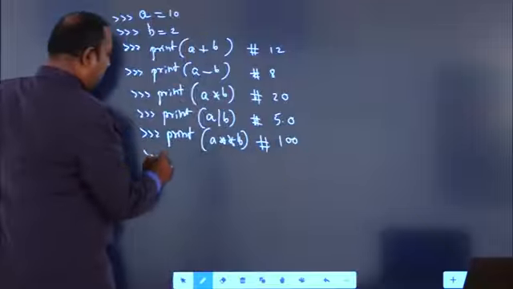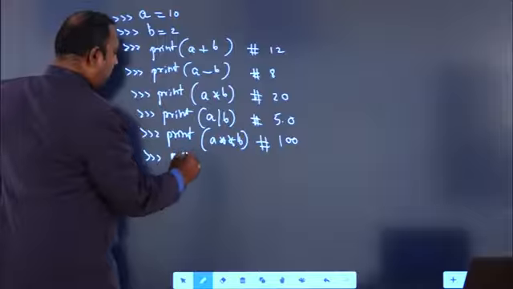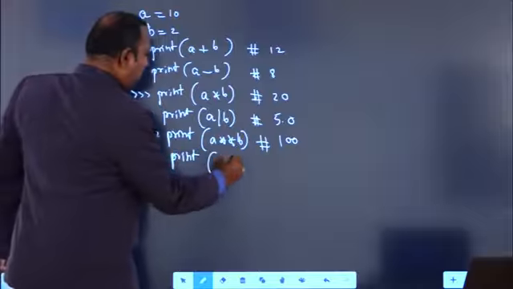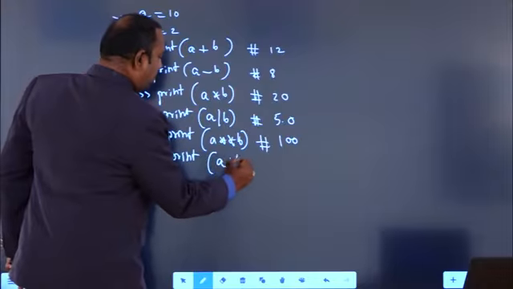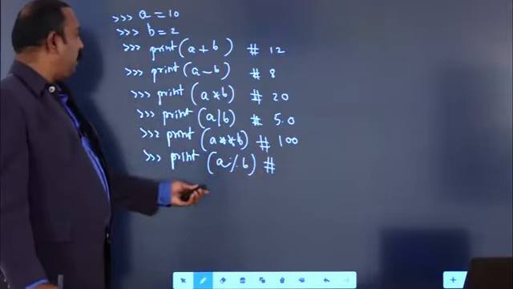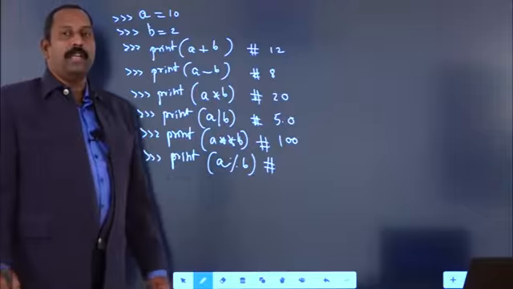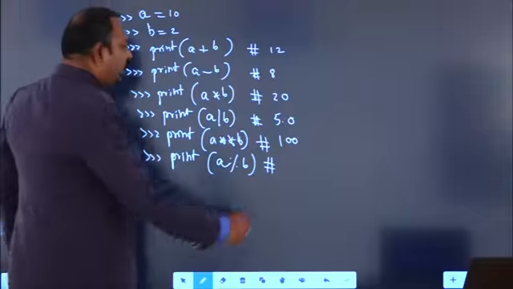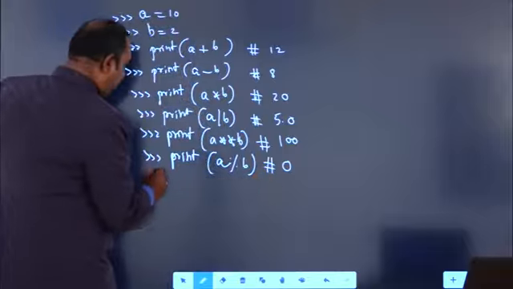Suppose print a percentage b. What value will we get? The a value is 10, b value is 2, 2 fives are 10, remainder value 0. So you will get the value 0.